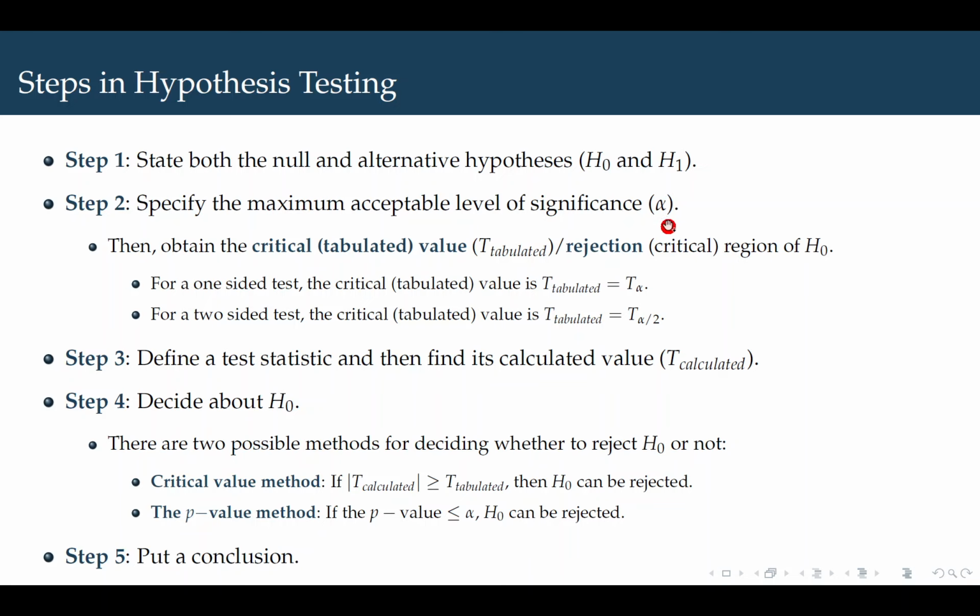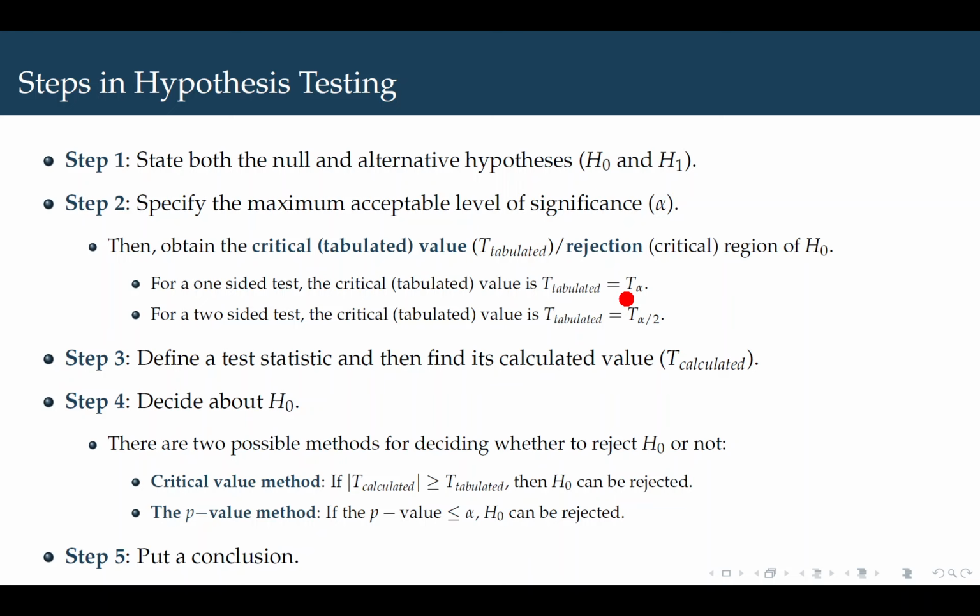Then, once the level of significance is specified, next we have to obtain what we call the critical or tabulated value, T tabulated, from a theoretical probability distribution. Or we have to determine what we call the rejection or critical region of the null hypothesis. Now this T tabulated is going to be determined as T alpha for a one-sided test. Now T could be, let's say, a normal distribution, T distribution, or it could be any other distribution, like F distribution, chi-square, and so on.